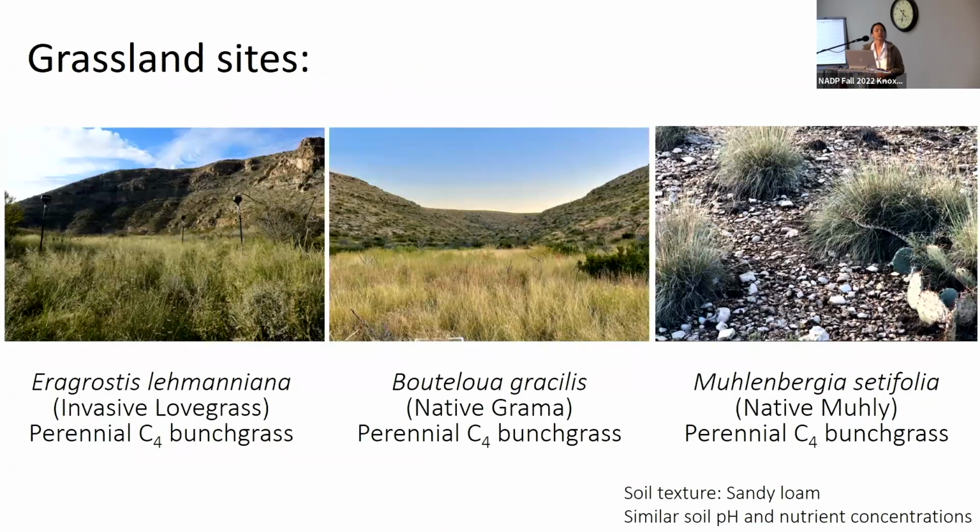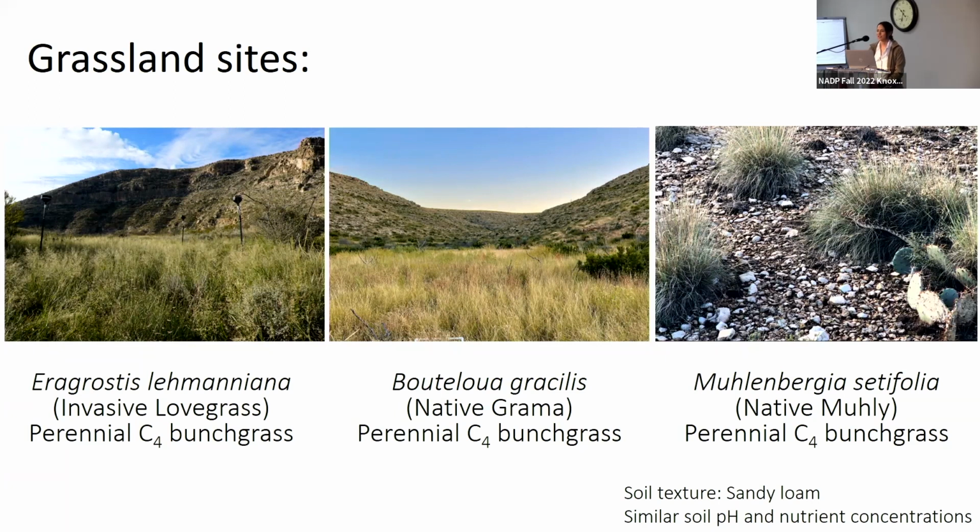These are the 3 grassland sites. 2 of them were dominated by perennial native grasses, and 1 of them was dominated by a perennial exotic grass, Eragrostis lehmanniana. I do have a chapter dedicated to figuring out if there's an interaction between the presence of this invasive grass and nitrogen enrichment, but I'm not going to go over that in this presentation. So yeah, you can ask me later.